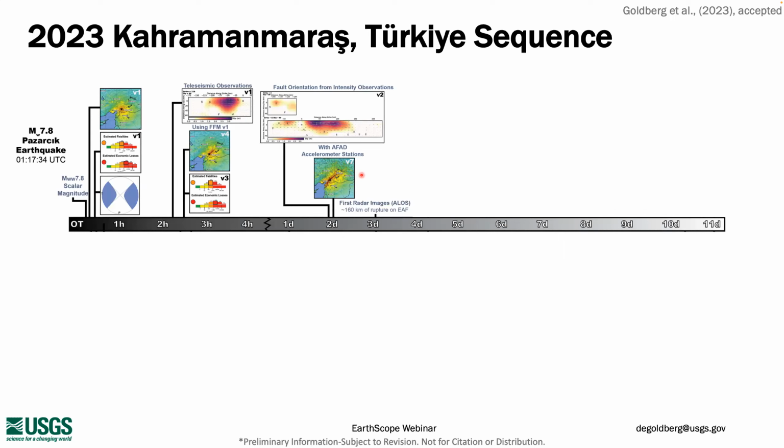On day 3, we had our first radar images from the ALOS-2 satellite, which helped us start to map where the rupture was. And it's at this point that we start to know for certain that the rupture actually is on this main through-going boundary and not further south where the hypocenter is, and the hypocenter is actually not on the main major ruptured fault for this earthquake.